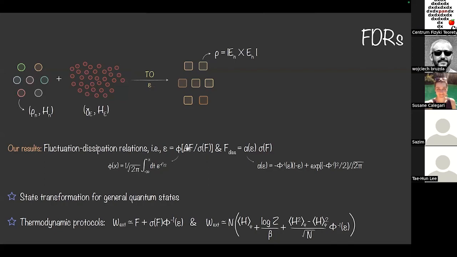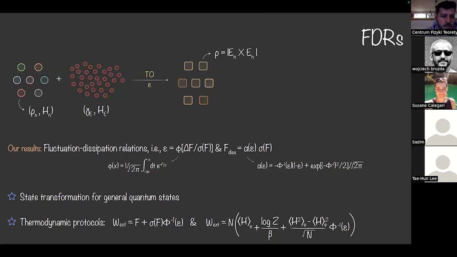Yes. Okay. And what is sigma? Sigma is simply the variance of the free energy. It is F squared average minus the average squared. Okay, and this dissipated free energy, what is that? Yes, sorry, I didn't put the definitions. It's precisely the difference between the free energies of the target and the final state.